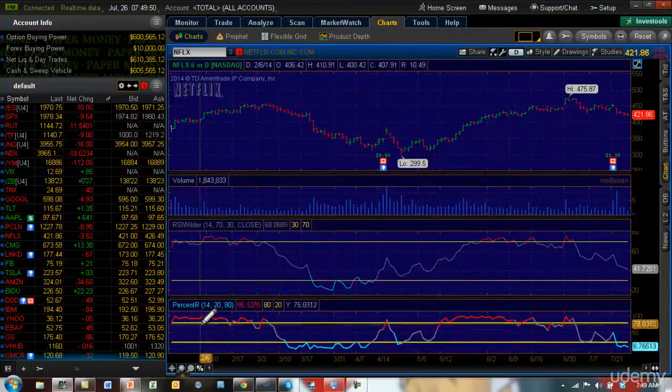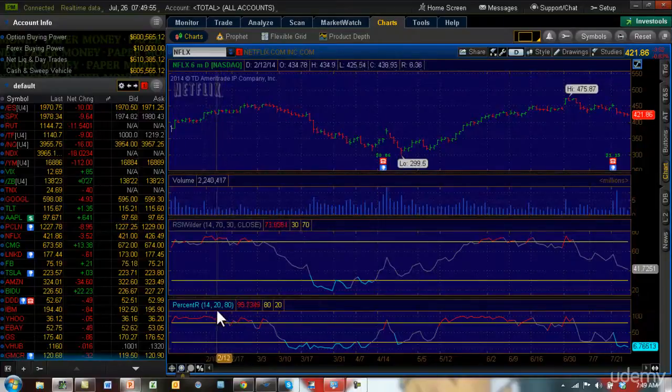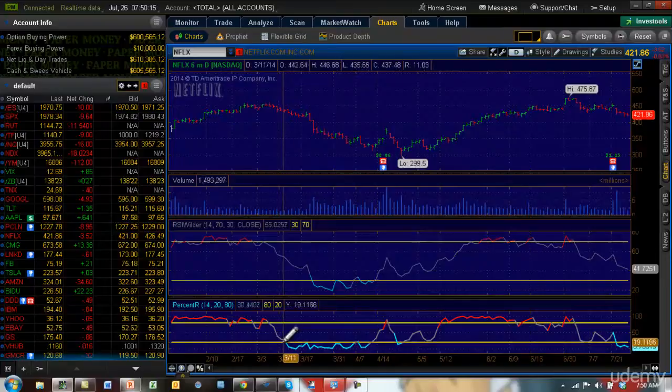The percent R is also similar. It looks back 14 days and it's got a slightly different default setting. It's got 20 and 80. The percent R is a little different from the RSI, and so it actually may be a little bit more helpful in the sense that when the percent R goes to oversold, it doesn't really mean that it's telling you that the stock is going to turn around. In fact, it's telling you the opposite. It tells you that the stock has entered a bearish mode.